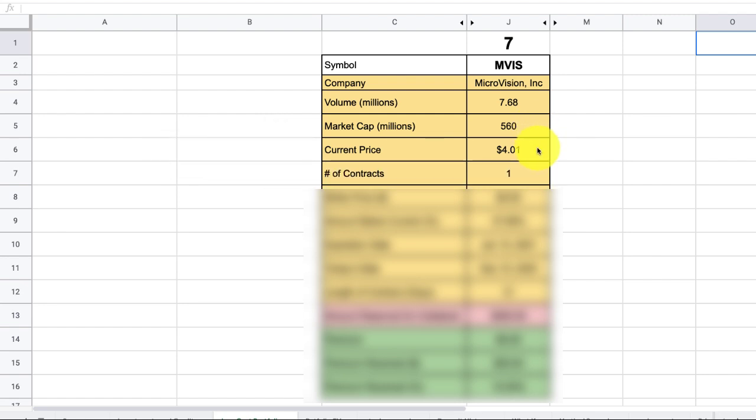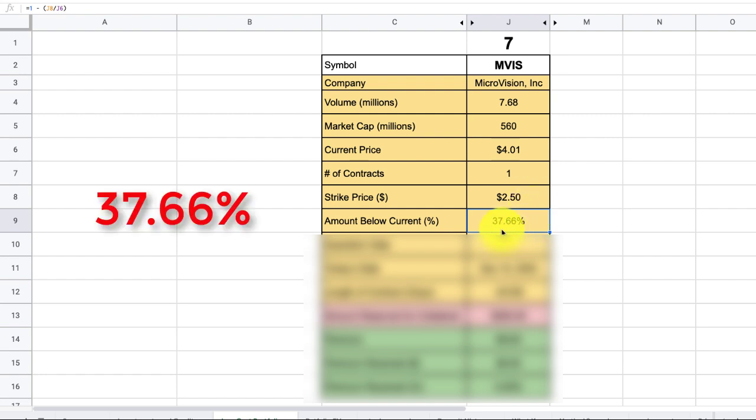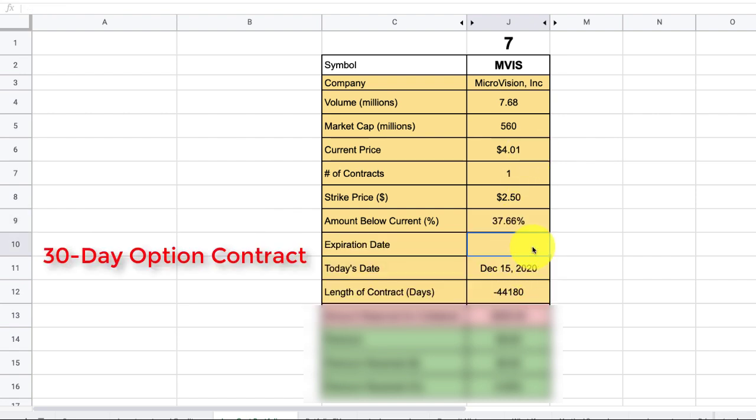So for this trade, I'm going to be considering selling a cash secured put, but only one of them, so one contract. And I'm going to probably pick a strike price of $2.50. And so if we compare the $2.50 strike price to the current price, if I'm able to get the shares assigned to me and I only pay $2.50 for them, I'll be getting a 37.6% discount off the current price. I'm going to go 1 month out, so I'm going to say January 15th, 2021. So this contract is going to be 30 days.